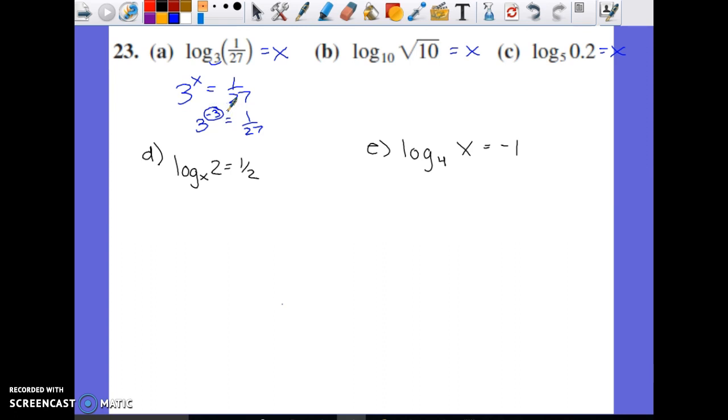That'll be the case for a lot of these. If you can't think of a whole number, if you're like, man, 3 squared doesn't give me that, 3 to the fourth, okay, well quit trying positive numbers, try negatives, try fractions, get crazy on it, okay?